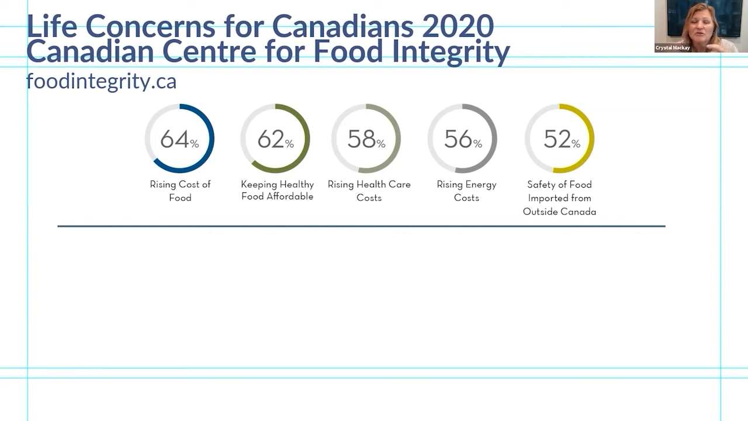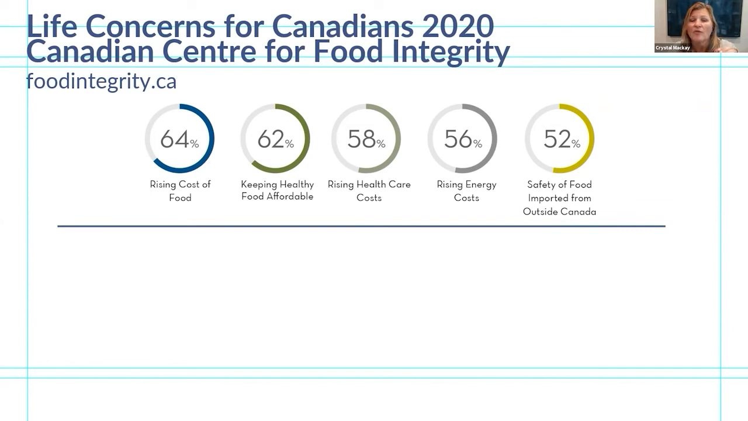When we ask people what's really important to them, and this data has been collected since 2016, the top two issues are always rising cost of food and keeping healthy food affordable. Ahead of healthcare, economy, energy costs. Energy costs just snuck back up in the top 5 in 2020. It was down in 6 or 7 for a few years. So very similar to the farmer data, with affordability being at the top of the list.